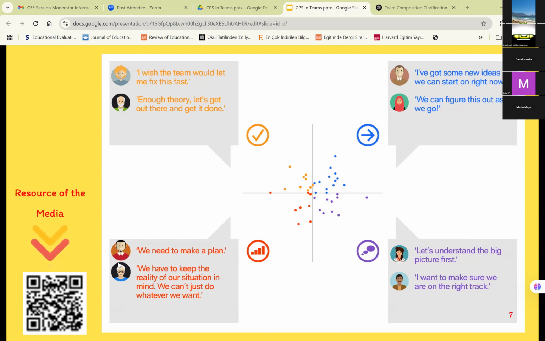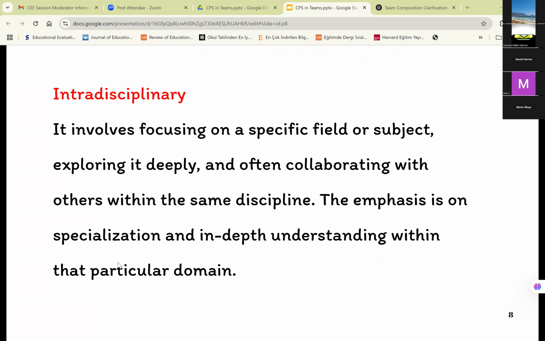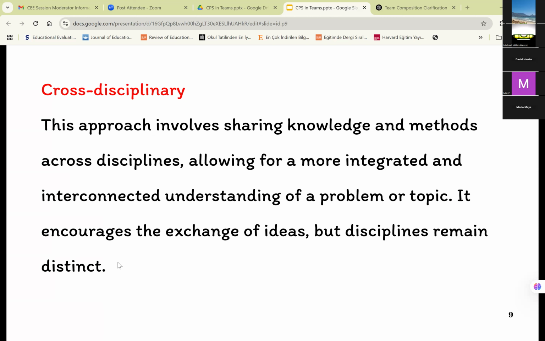So, what is interdisciplinary? It involves focusing on a specific field or subject, exploring deeply, and often collaborating with others within the same or close discipline. On the other hand, cross-disciplinary: this approach involves sharing knowledge and methods across disciplines, allowing for a more integrated and interconnected understanding of a problem.